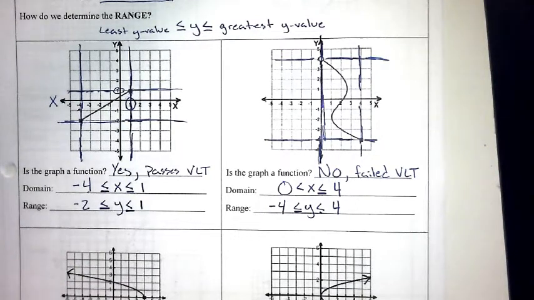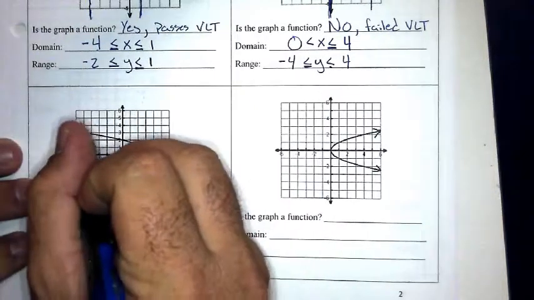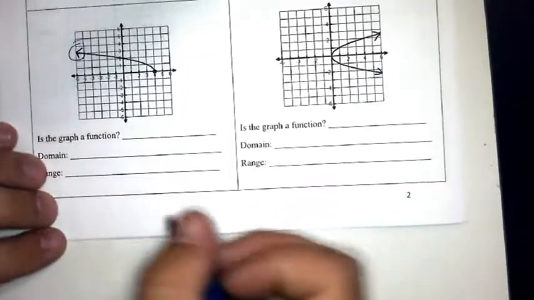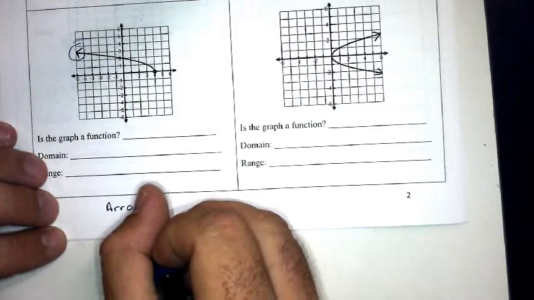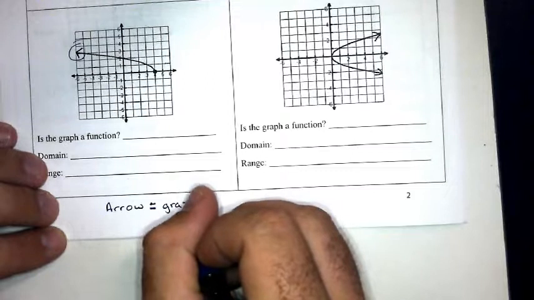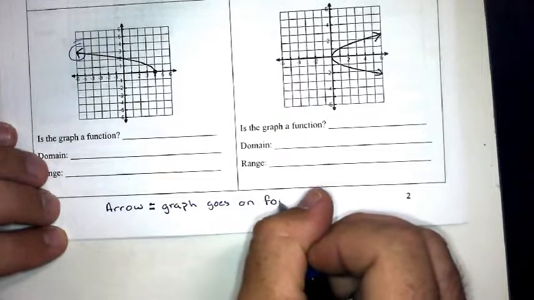All right, let's talk about one more graph, and then we'll move on to the next page. Okay. Here, what is that symbol right there? It's an arrow. Okay. Anytime you are presented with an arrow, that means your graph goes on forever. Which means there's no end. The graph just goes, and it doesn't stop.